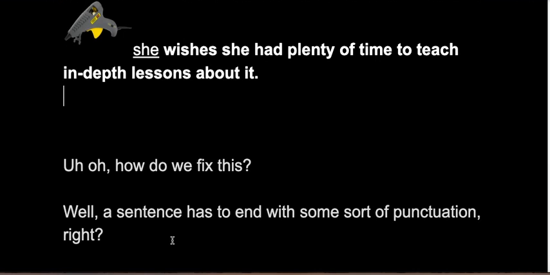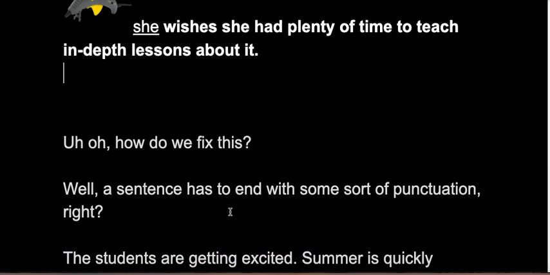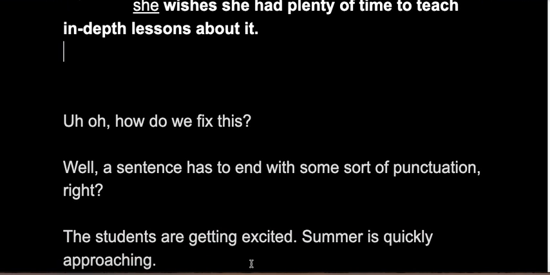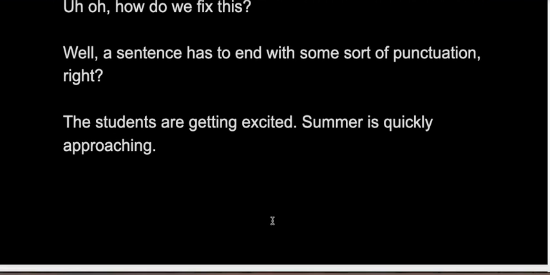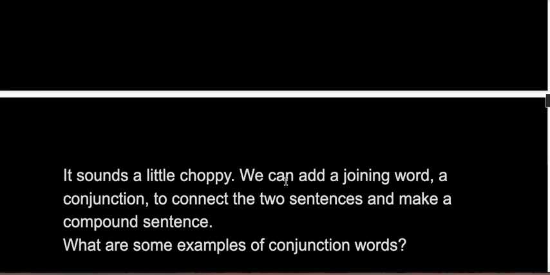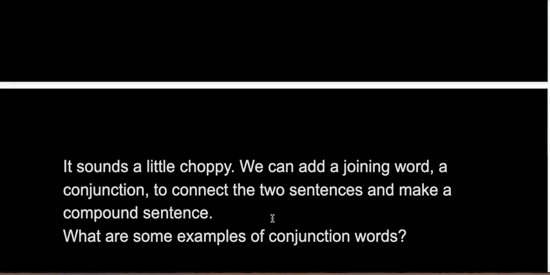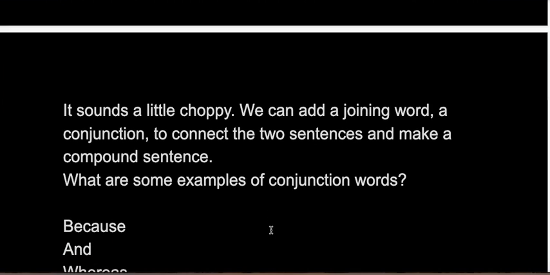So how do we fix this? Well, if we remember that sentences have to end with some sort of punctuation, the most obvious way is to actually put a period after the first sentence. The students are getting excited. Summer is quickly approaching. It sounds a little bit choppy. Grammatically, it's correct. But if you want to bring your sentences to another level of sophistication, we can combine them. And we use a conjunction.